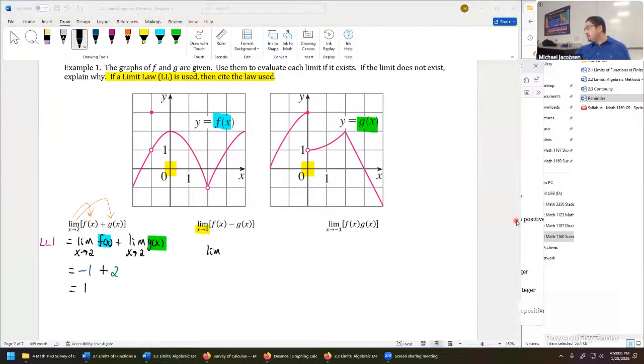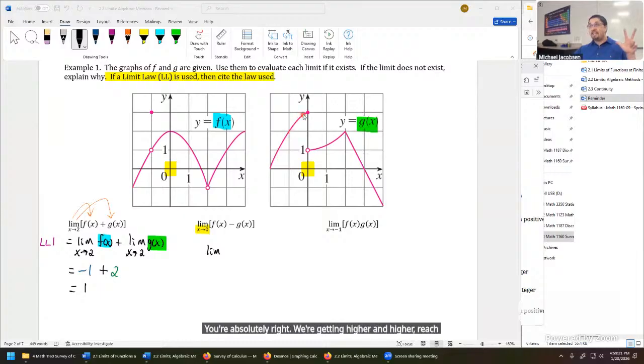Haley says does not exist. And yeah, that's true on this one. This one's a pretty tricky limit. If we're coming in from the left, you're absolutely right. We're getting higher and higher, reaching a value of 3. But remember, the solid dots and open dots, they don't affect the limit. What will affect the limit is the type of limit we're taking.